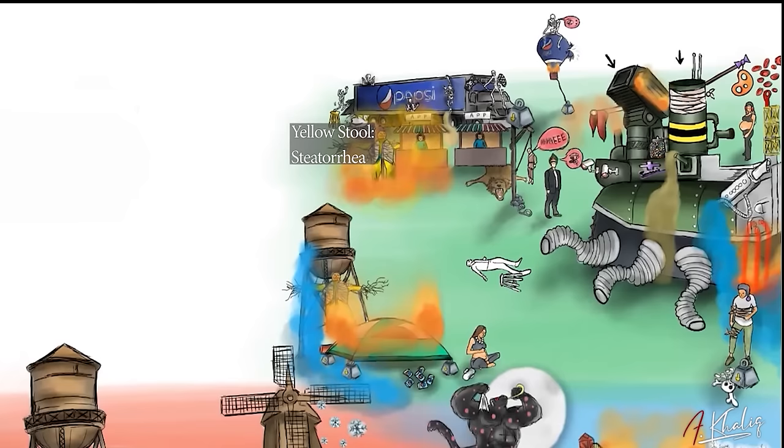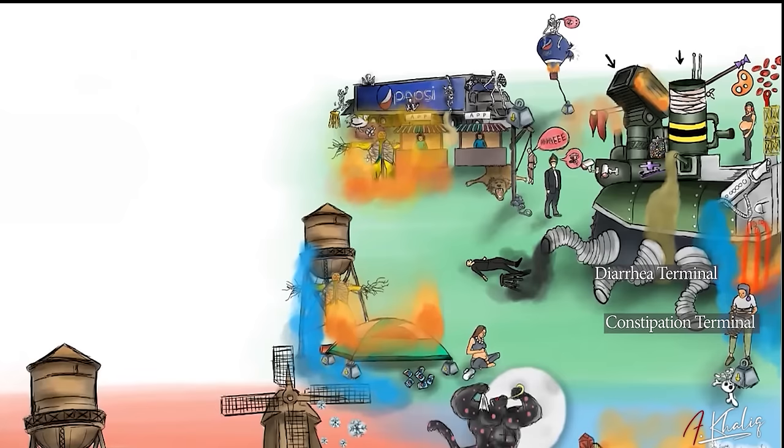One thing you'll see is that this big, giant, weird machine has 3 different output terminals. One of the terminals is just releasing black toxic gas along with these black stools. So the first output terminal is going to represent melena. The second output terminal is going to represent diarrhea, and the third output terminal is going to represent constipation.